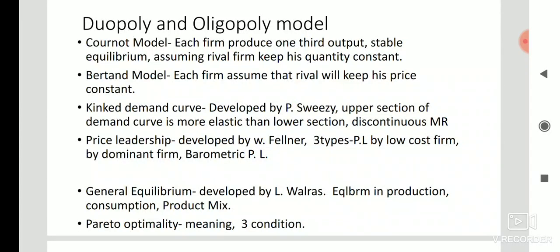We have to remember there are three types of price leadership: price leadership by a low cost firm, price leadership by a dominant firm, and price leadership by a barometric firm.